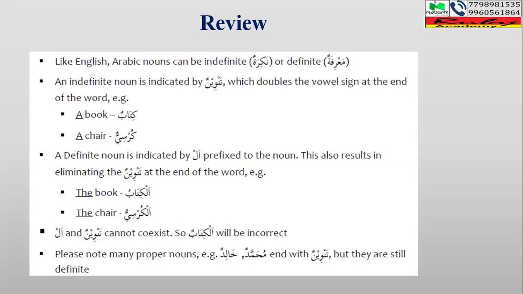Now this point is very important: though proper nouns end with tanween, they are not indefinite. Because we have learned that Ismul Nakira ends with tanween, and tanween is a sign for indefinite. But regarding proper nouns, though they end with tanween, they are not indefinite. They are always, always, always definite. So that much we have learned last week. Can we go to the new lesson now?